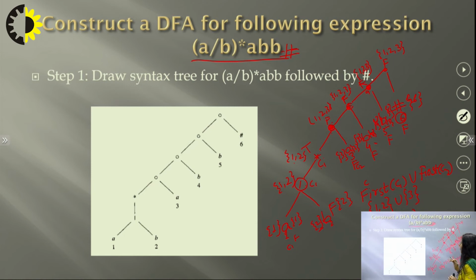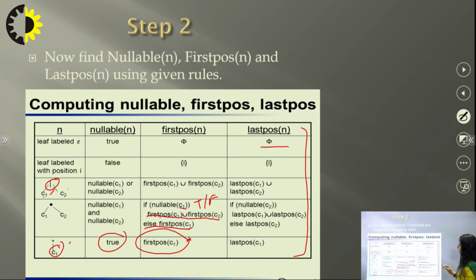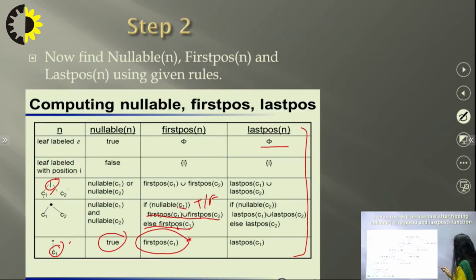Now, we have to compute the last pos for the intermediate nodes. So, to compute the last pos for the function that has C1 and C2 as its children, the last pos is last pos of C1 union last pos of C2.